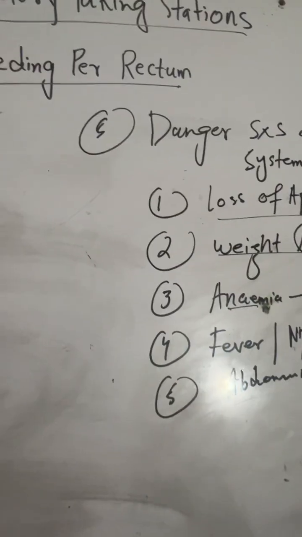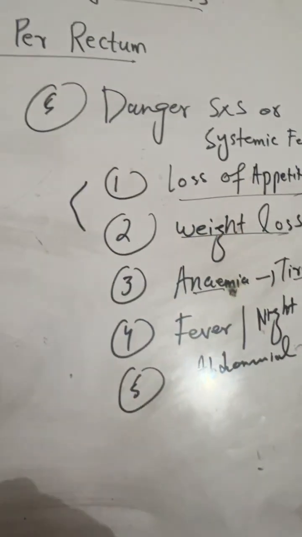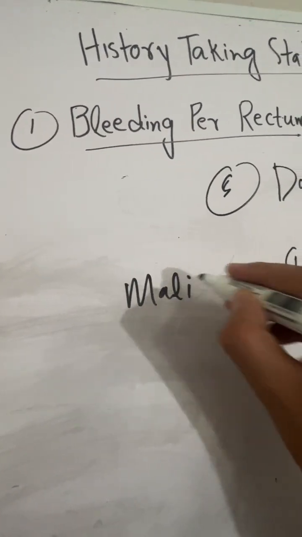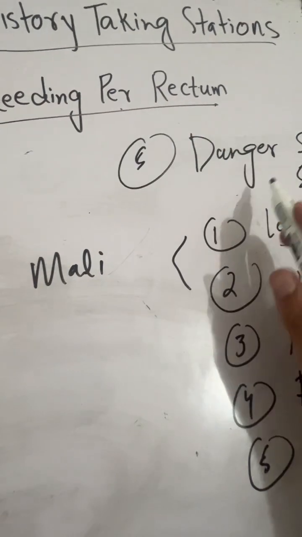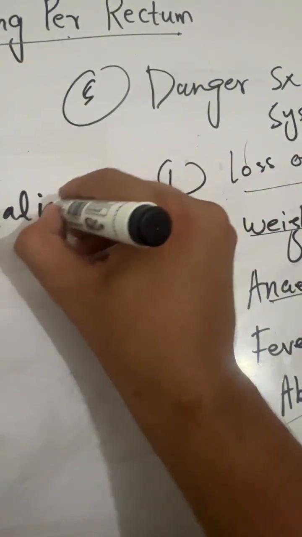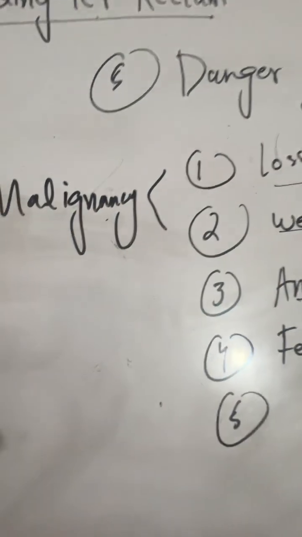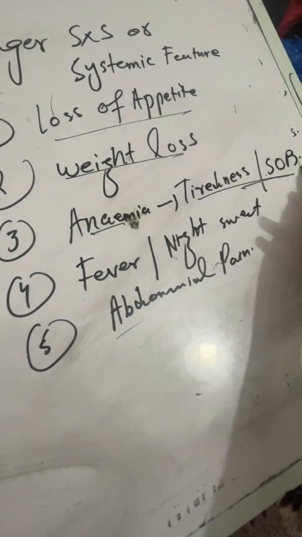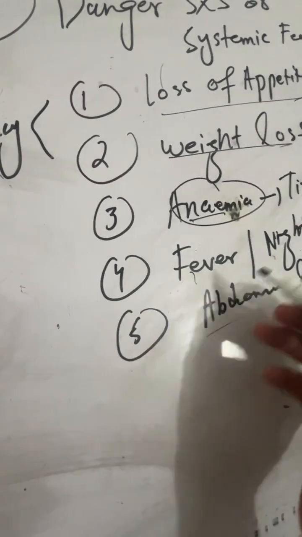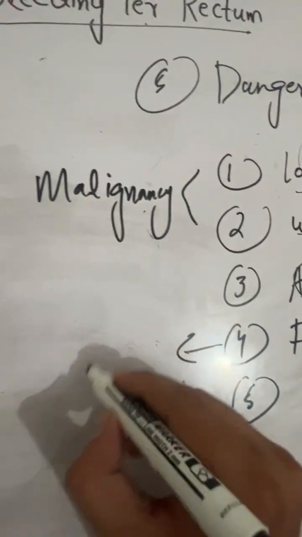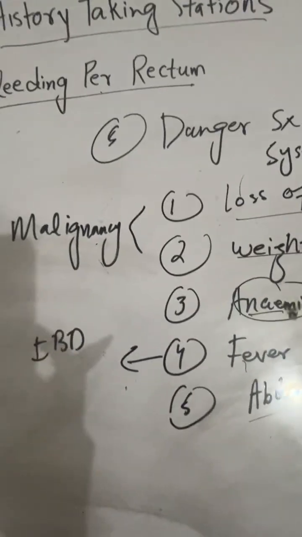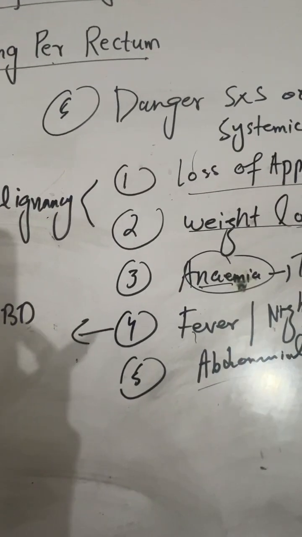If there is weight loss or loss of appetite, then we will think about malignancy. So if the patient has bleeding per rectum plus a history of loss of appetite or weight loss, then we will think about malignancy. If there is tiredness, then he or she will be having anemia, and the fever or night sweat will suggest IBD or any other chronic infection. So this is about the question on danger symptoms.